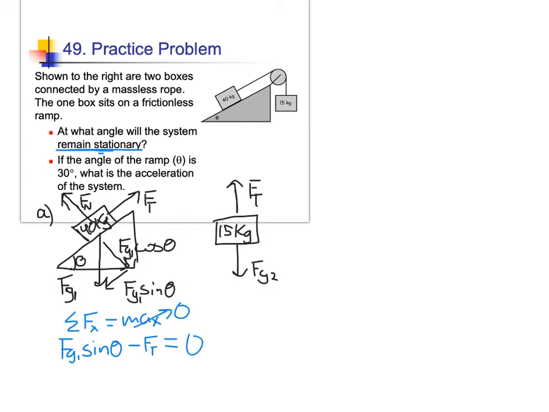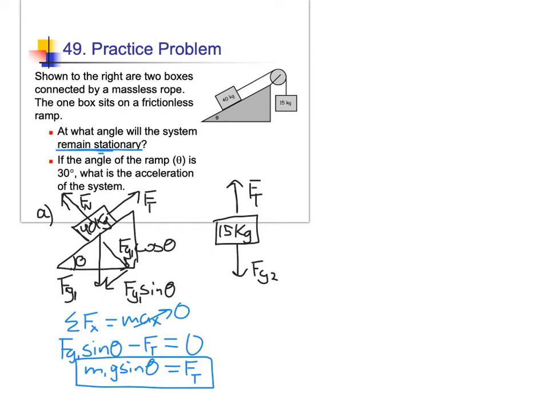So given that, I can sub in for the force of gravity, of course, is mg, and so I can say m1g sine of theta is going to be equal to Ft. So that's one equation that we have here.